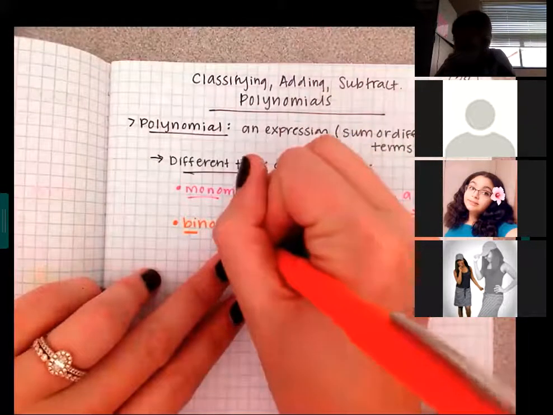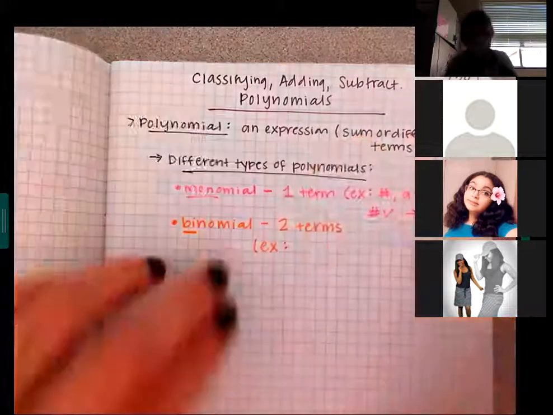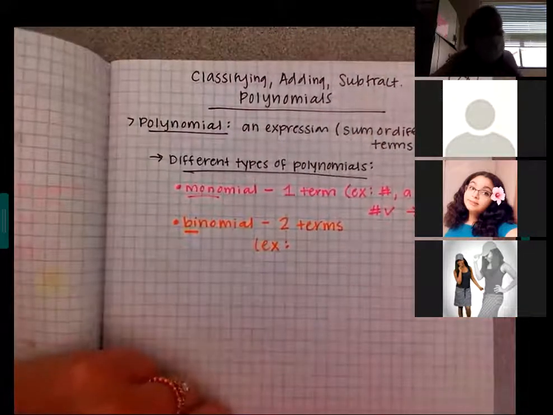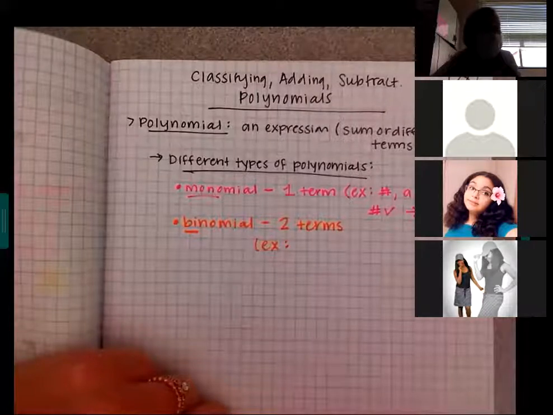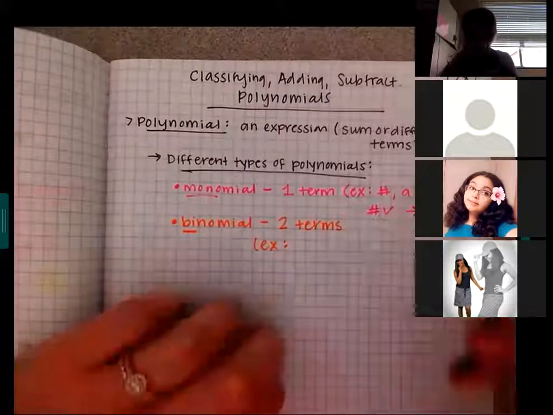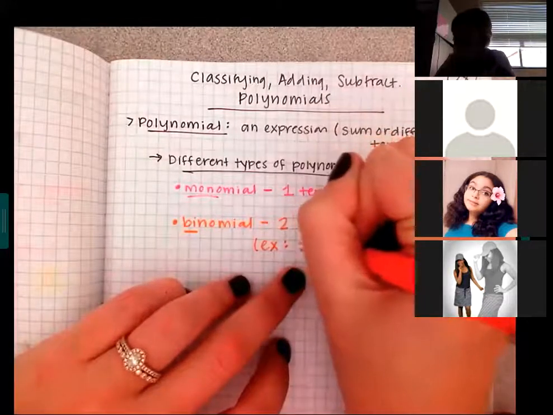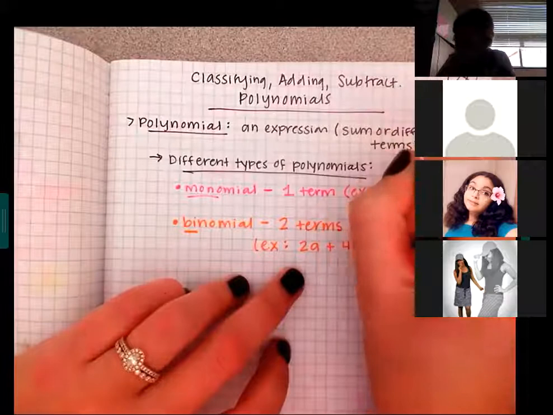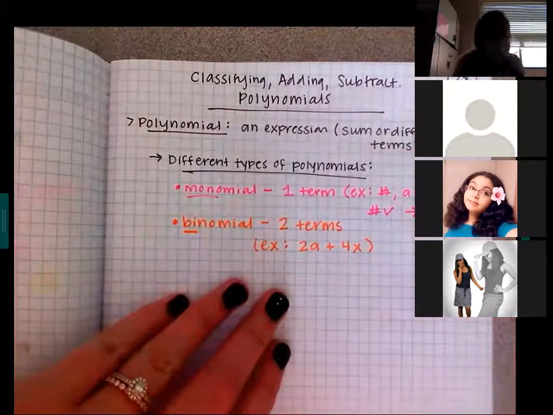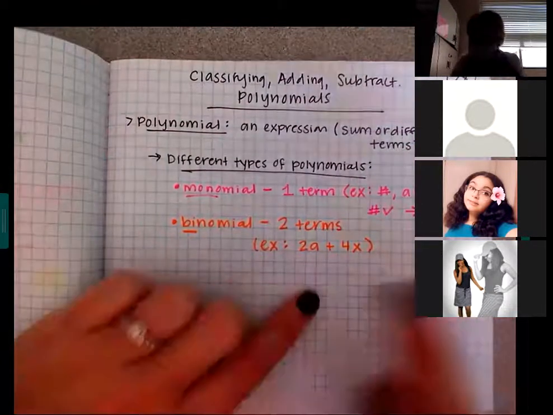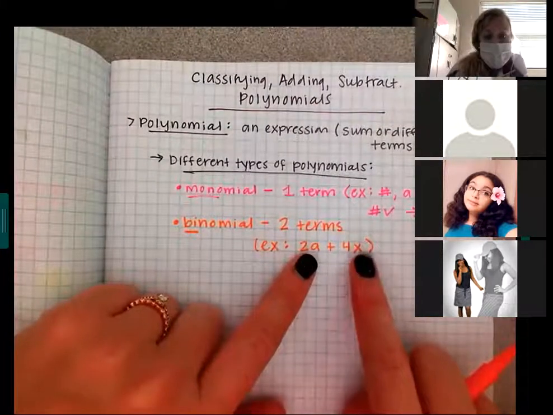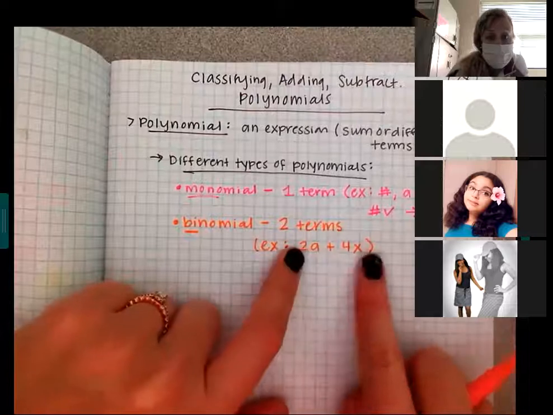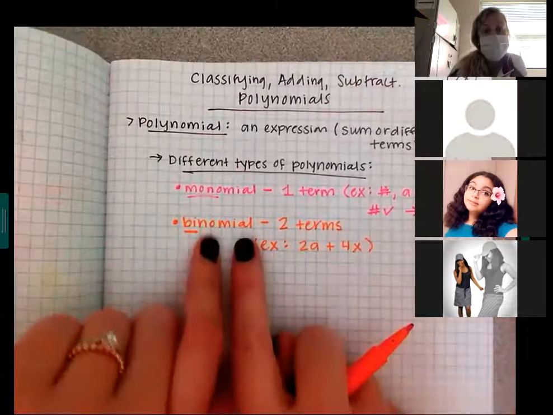So for an example for this one, somebody tell me something they think could be a binomial. Give me an expression with 2 terms. Don't do that. You know what an expression is. Oh, okay. She said 2A plus, are you okay if I change the number there? 2A plus 4X. You can't combine those, right? So does everybody agree this is an expression with 2 terms? That is called a binomial.